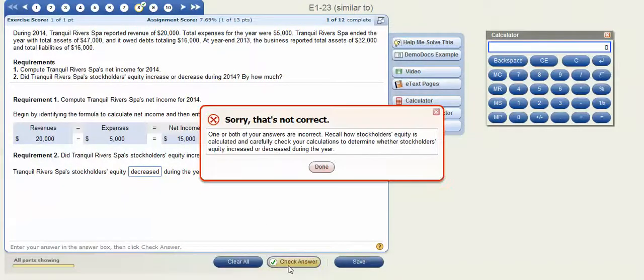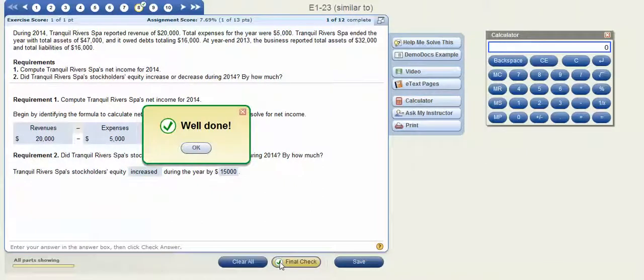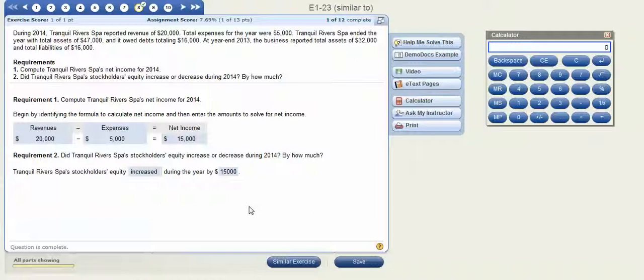Let's check it. Oh, no. Sad. One or both answers are incorrect. Recall how stockholders' equity is calculated and carefully check your calculations, whether we increased or decreased. It's giving us a hint that something is wrong, increased or decreased. So I can go in, I can change it. I've got 3 tries, check my answer. Well done. I have completed the problem, and I can move on to the next problem.